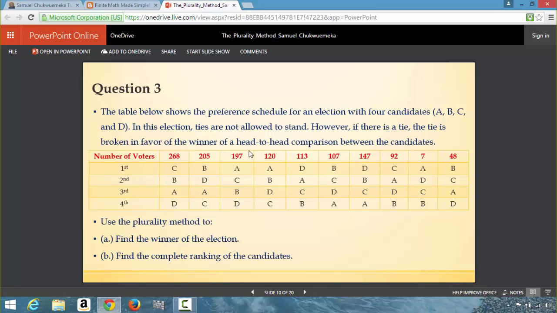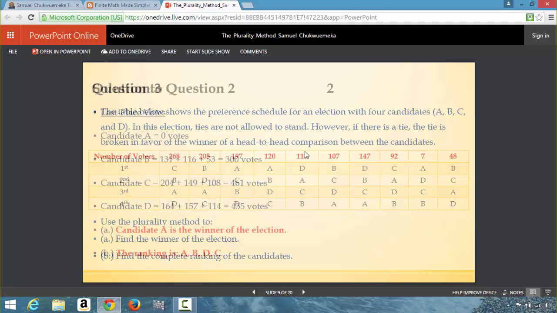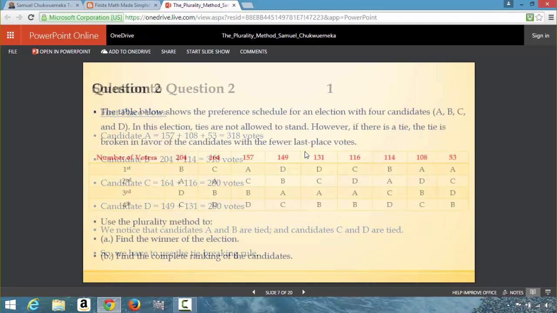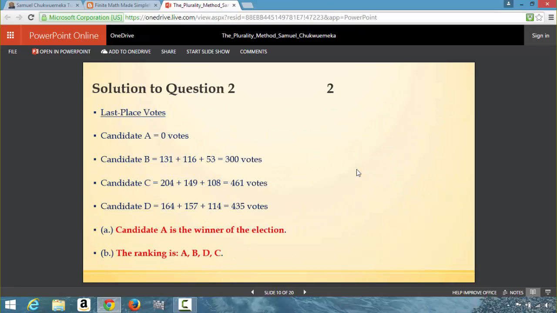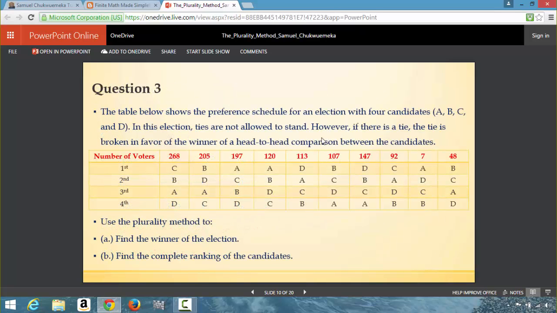But this came up because of the question: if there is a tie, then you have to do a head-to-head comparison. In this question, they do not want you to break the tie using the candidate that has fewer last place votes. That is how you break the tie in the other question, but here they want you to break the tie using a head-to-head comparison.